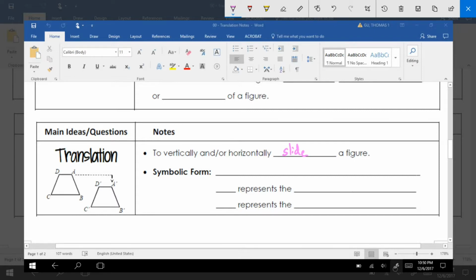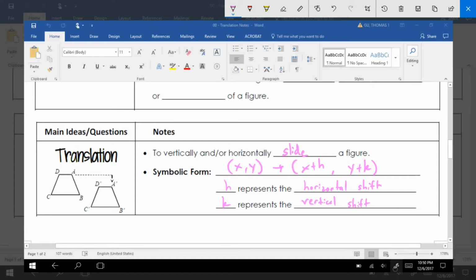And the symbolic form, I know you guys love this one: remember, we got an ordered pair, (x, y), and it's going to change and go to (x + h, y + k). What the heck does that mean, Coach Goo? Good question. H represents the horizontal shift or horizontal movement. And k represents the vertical shift or movement.